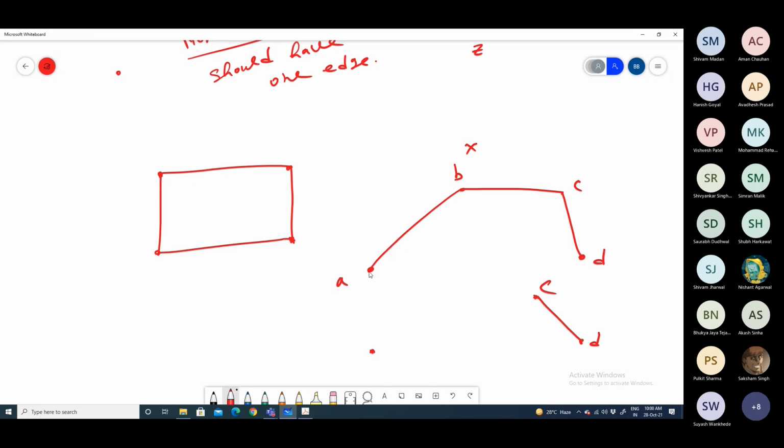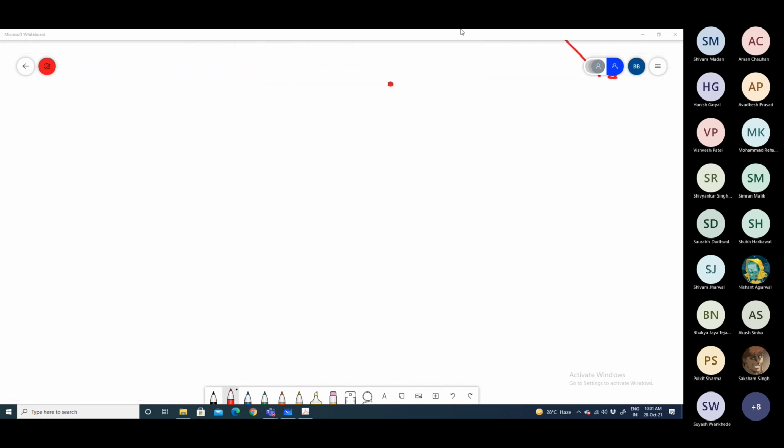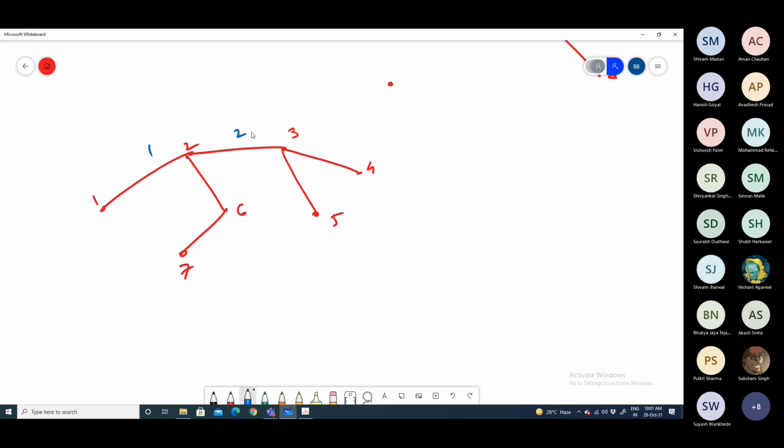So here you have a tree with 4 vertices, and you can see that there are only 3 edges. Similarly, you can see here this is also a tree, and you have 1, 2, 3, 4, 5, 6, 7 vertices. Now you can count the number of edges, that is 6. So 1, 2, 3, 4, 5, 6. So if you have any tree with n vertices, then it has n minus 1 edges.